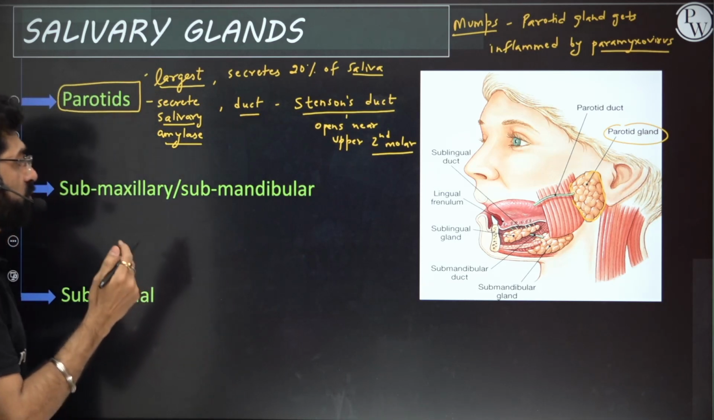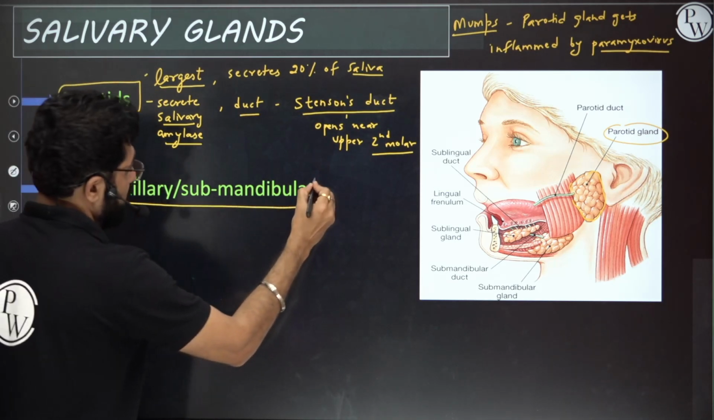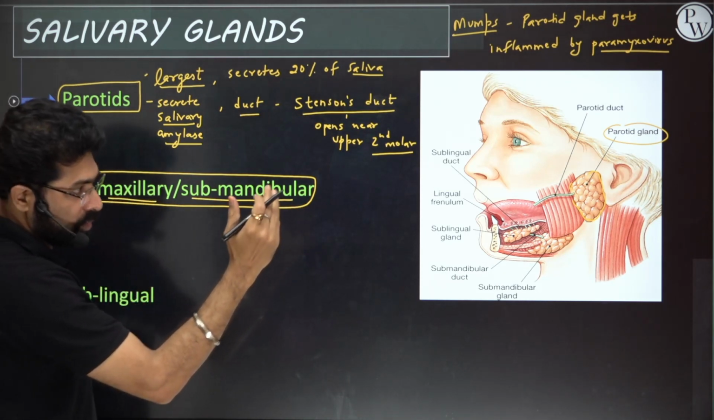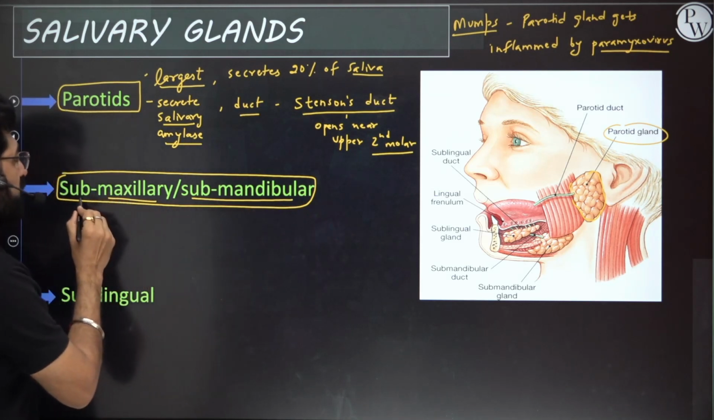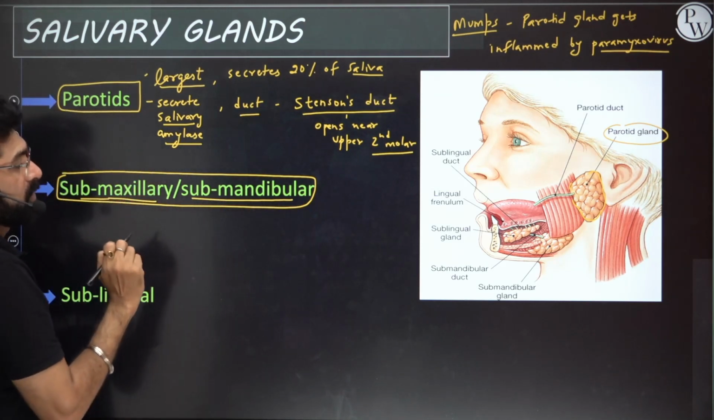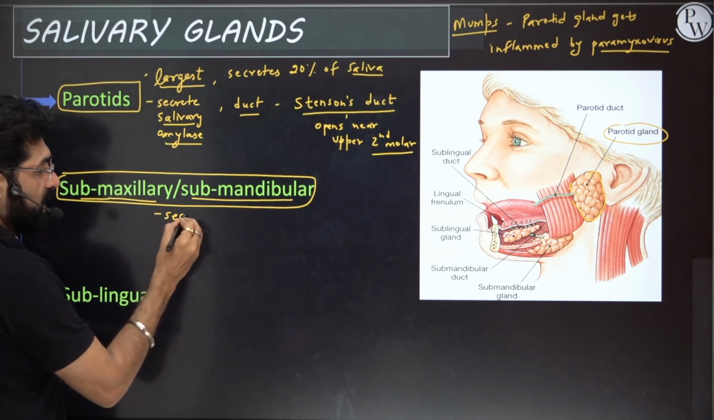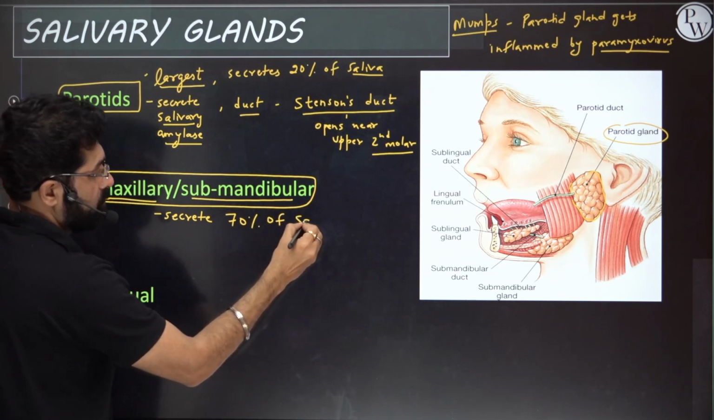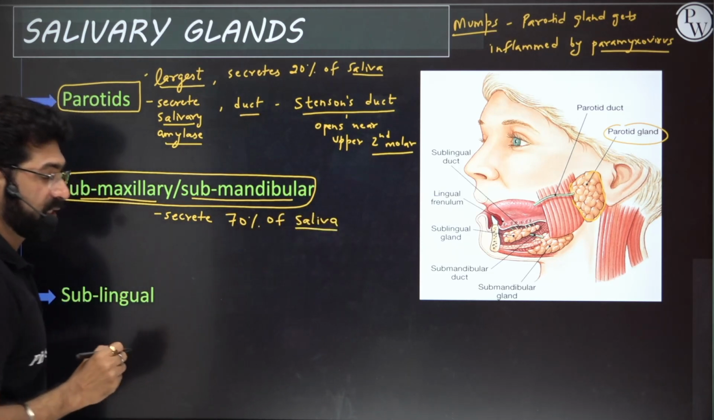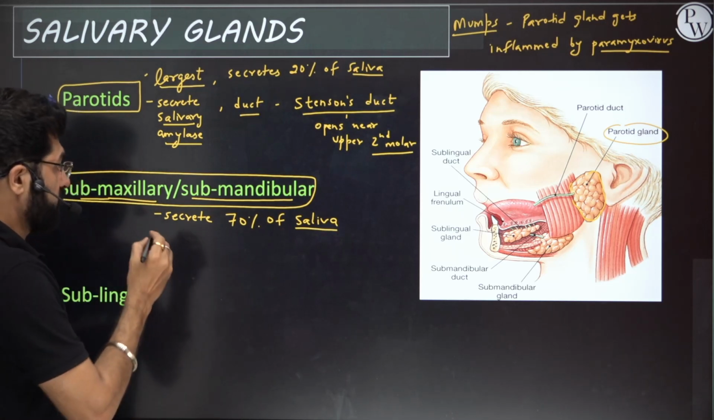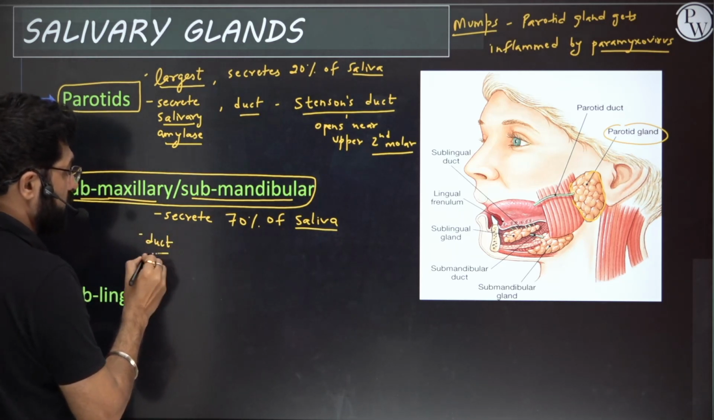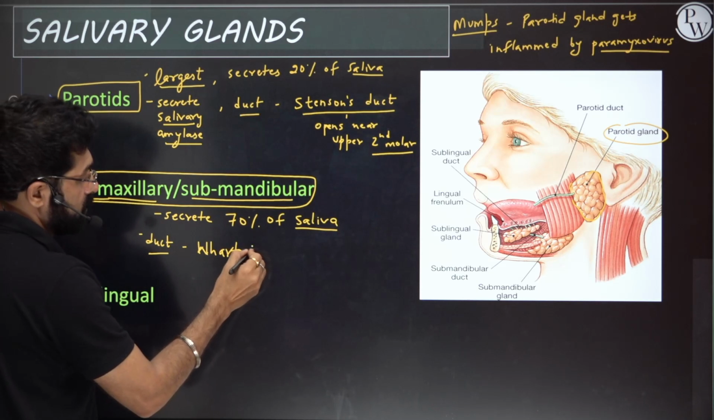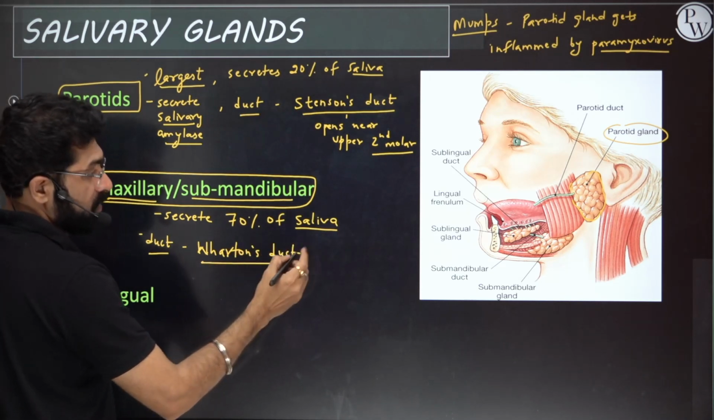Let's move to the next type of salivary gland, the submaxillary or submandibular. Near the angle of the jaw, you'll find the submaxillary or submandibular salivary glands. They secrete maximum saliva, around 70% of saliva. The duct associated is Wharton's duct. Wharton's duct opens near the central incisors.